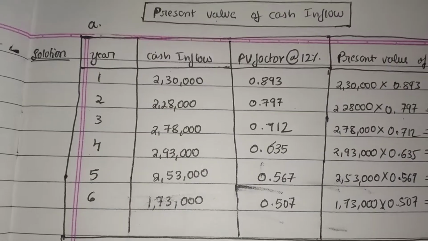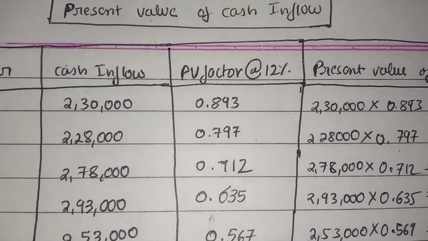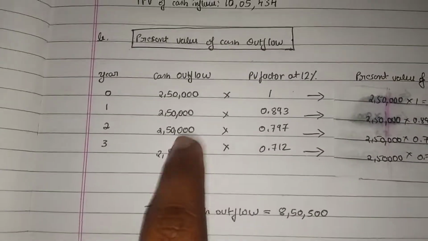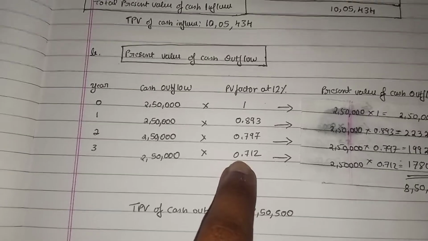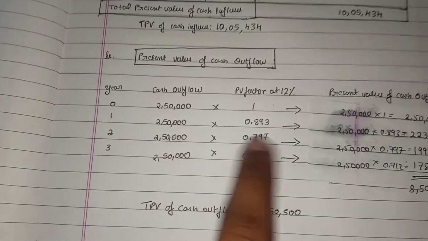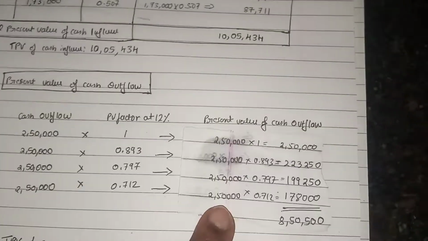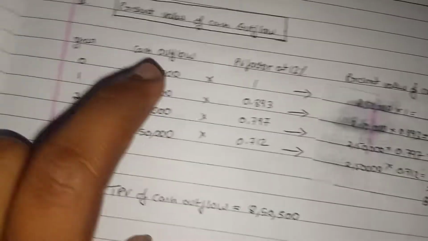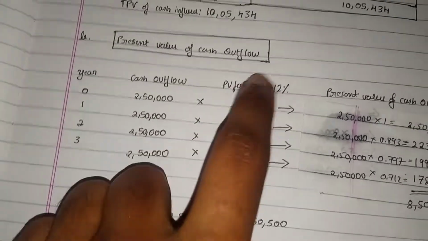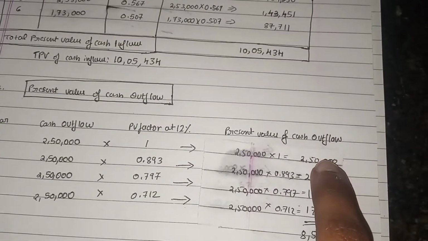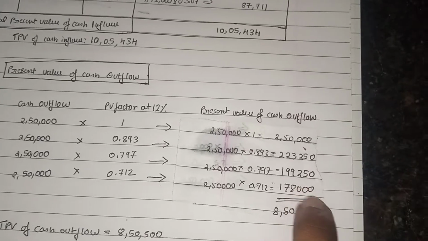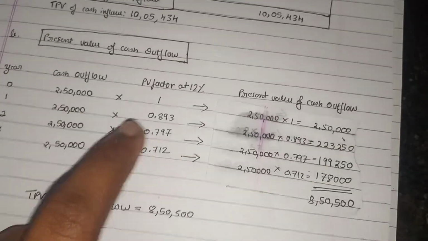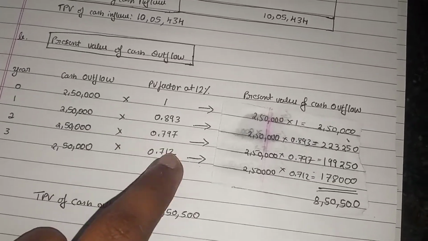In the above table itself it is mentioned 0.893, 0.797, 0.712. You take that. Just do the product of cash outflow and PV factor at 12%. Cash outflow into PV factor at 12% gives you present value of cash outflow. I have done it simply. Just do the product of both, you will get 2 lakh 50, 2 lakh 23,250, 1 lakh 99,250, 1 lakh 78,000. I'm just doing the product of cash outflow and PV factor at 12%.